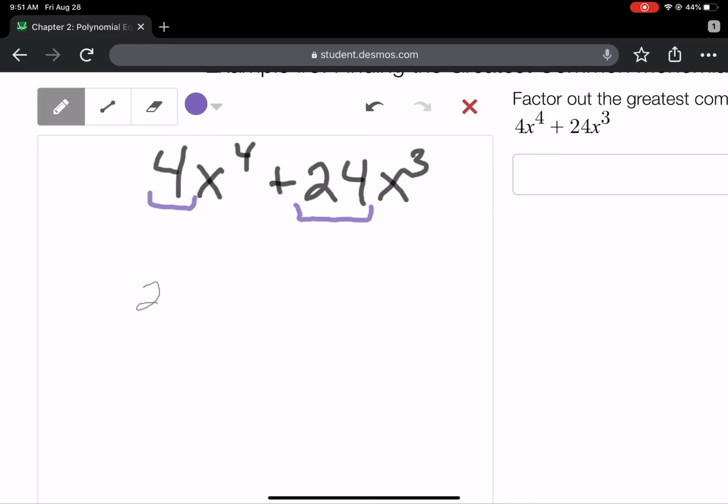Okay, so I know I can say 2, right? Because 2 times 2 is 4 and 2 times 12 is 24. But is that the largest number? What we were looking for is the largest number that multiplies into both of these.